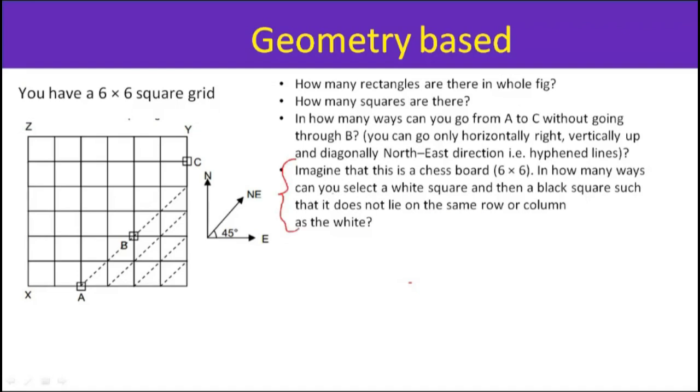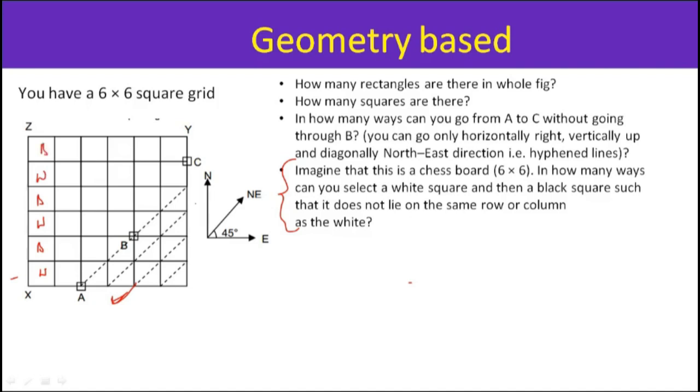There's a 6x6 chessboard. You can assume this as a chessboard. So there'll be 36 squares, right? So 18 white and 18 black units. Now, in how many ways can you select a white square and then a black square such that it does not lie in the same row or the same column? So this is white, black, white, black, white, black, right?